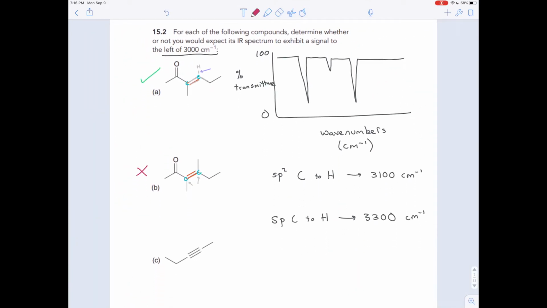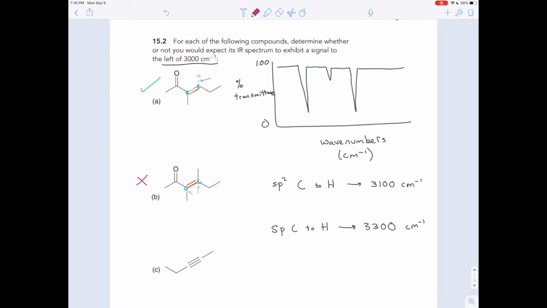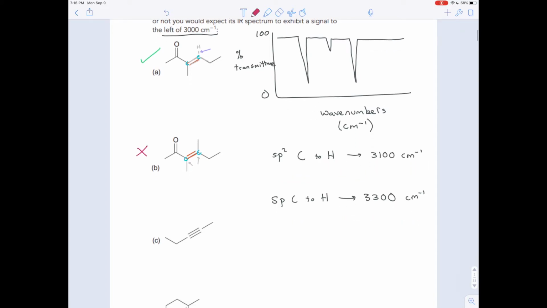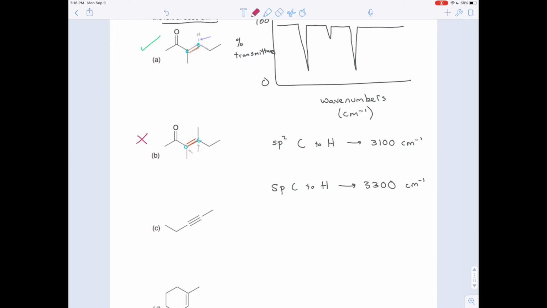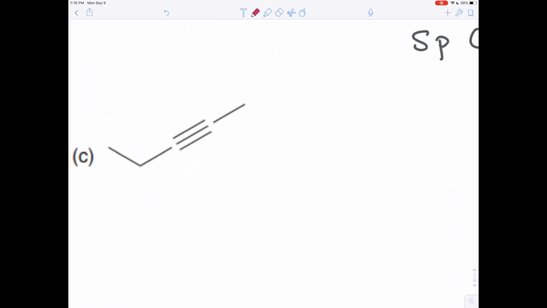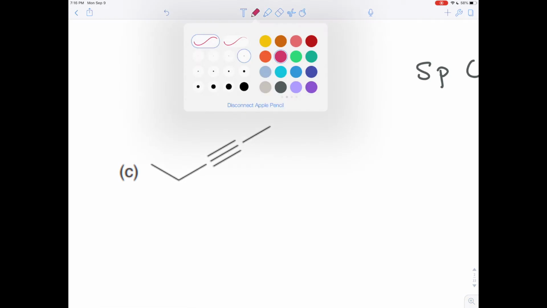In order to have an absorption just to the left of 3,000, you would have to have an sp2 carbon to hydrogen or an sp carbon to hydrogen. And we don't have those in this molecule for B. How about C? So we're looking for sp2 or sp hybridized carbons.